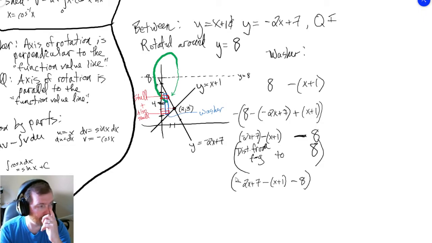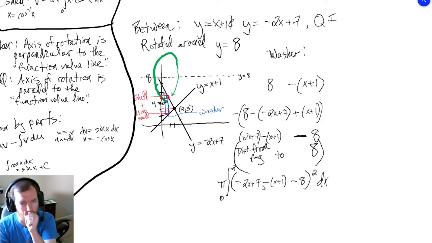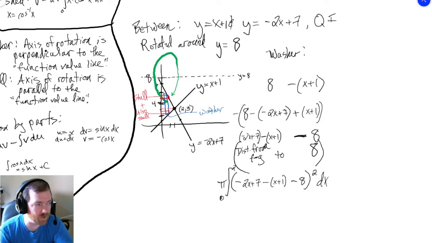Alright, so this is going to be our radius here, which then we want to, again, pi r squared this thing, so pi this thing squared, and then take the integral as we go from 0 to 2 in the x direction, so dx. This is the problem with being out of practice.